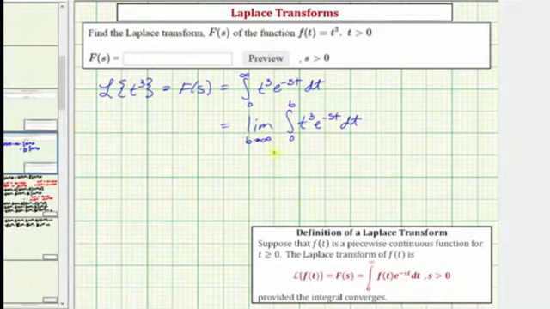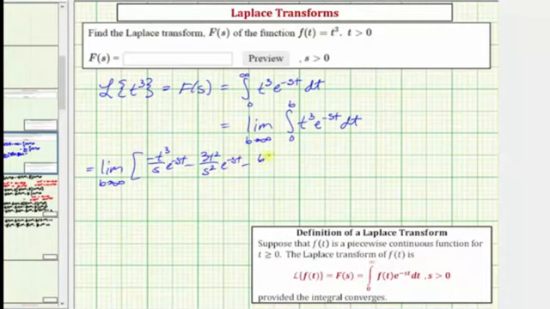So now that we know the antiderivative or the indefinite integral, we can write this as the limit as b approaches infinity of negative t to the third divided by s e to the negative st minus 3t squared divided by s squared e to the negative st minus 6t divided by s cubed e to the negative st, and then finally minus 6 divided by s to the fourth e to the negative st. And again, the limits of integration are from t equals 0 to t equals b. And now we need to find big F of b minus big F of a. So we'll first substitute b for t.